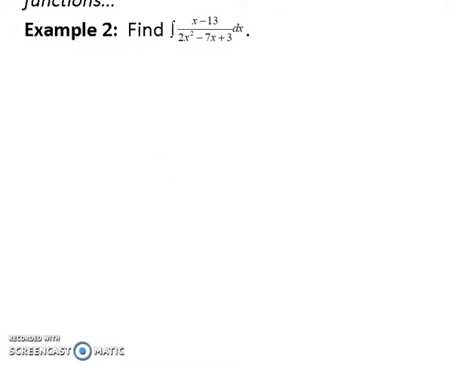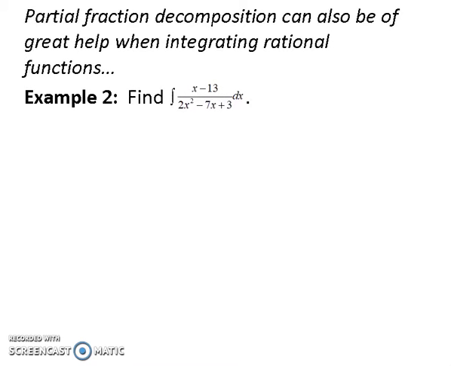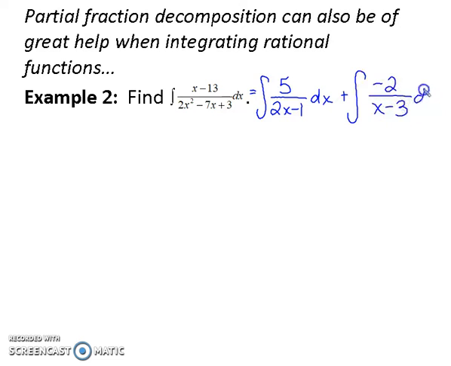So that takes us to the next example. What if I wanted to integrate x minus 13 over 2x squared minus 7x plus 3? Well, that integral is the same as integrating 5 over 2x minus 1 plus the integral of negative 2 over x minus 3. So the whole reason we split that complicated fraction up into partial fractions is because now integrating those linear denominators can be done very easily with u substitution and with logarithms.